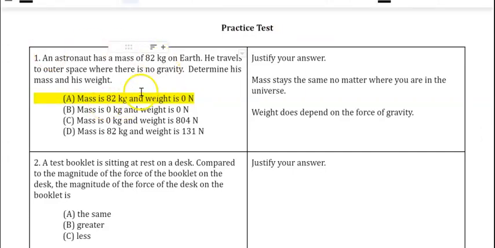So the astronaut's mass should not change. It should still be 82 kilograms. And since weight is also the force of gravity, if there is no gravity, there is no force of gravity. And that's why his weight is 0 newtons.